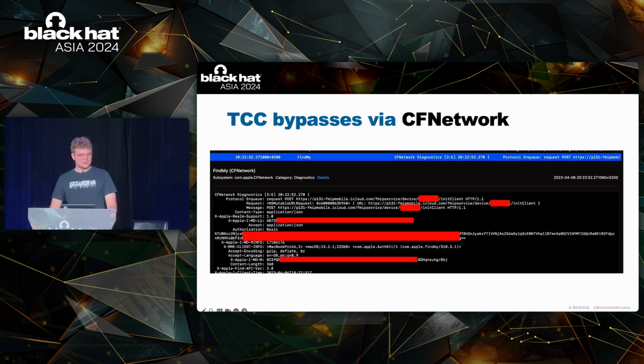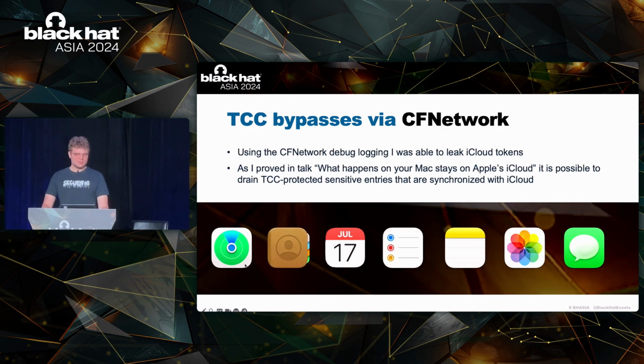Also, I used it on Find My, which includes the iCloud token, which can be used later to get your iCloud synchronized data. And as I proved in my talk, what happens on your Mac stays on Apple's iCloud. When you have this token, it's possible to derive the TCC-protected sensitive entries that are synchronized with iCloud. They consist of the data of Find My, contacts, calendars, reminders, notes, photos, iMessage, and more.